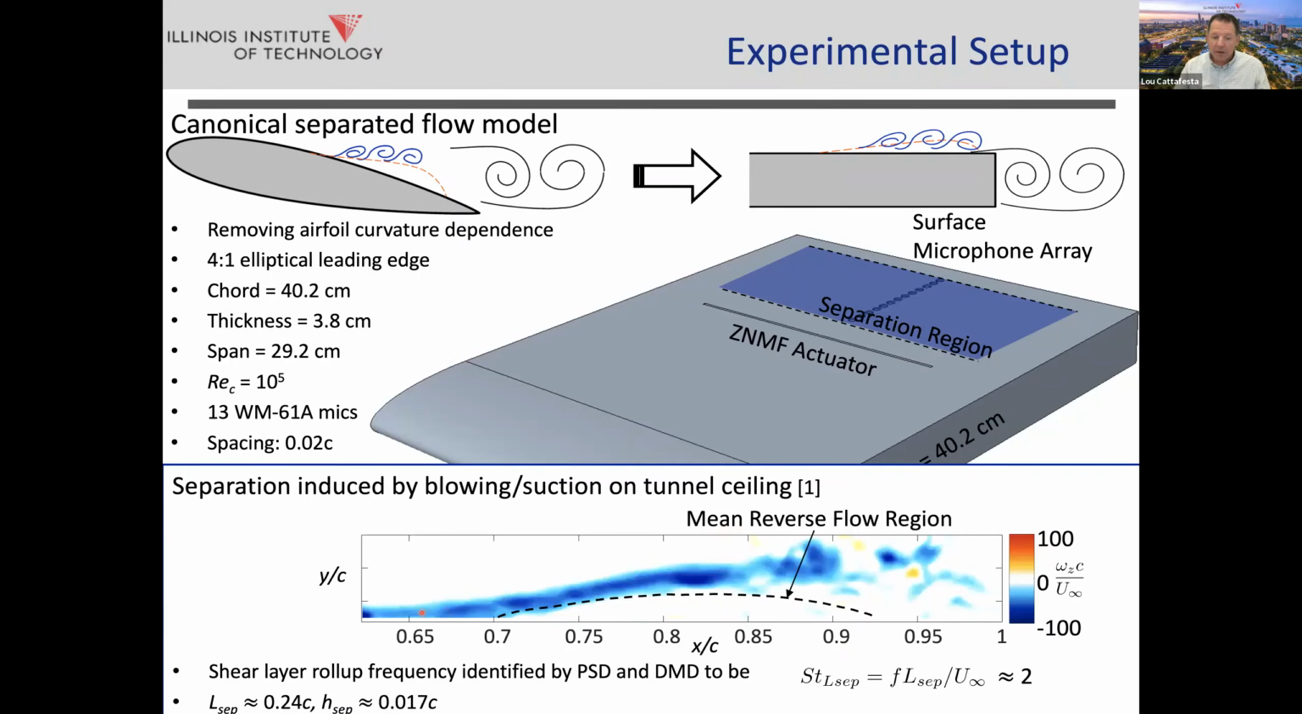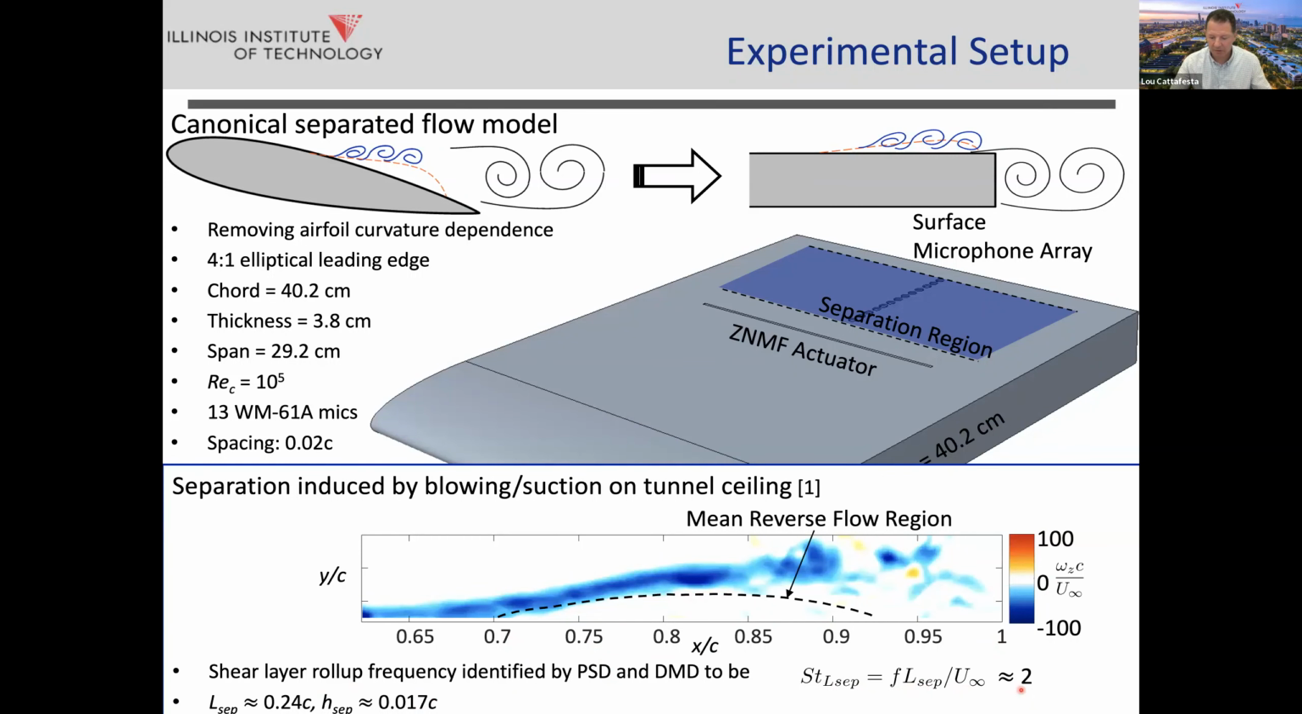This is a movie showing you, or at least a snapshot of a movie showing you the lift up of the separation and formation of this shear layer, and then this mean reverse flow region. And what we'll see here is that if we use the length of this separation bubble as the characteristic length scale, it's about 24% of the chord, and alternatively the height of the separation bubble, which is around 1.7% of the chord, we can characterize this Strouhal number based on that and the free stream speed. And remember, this is around 2.